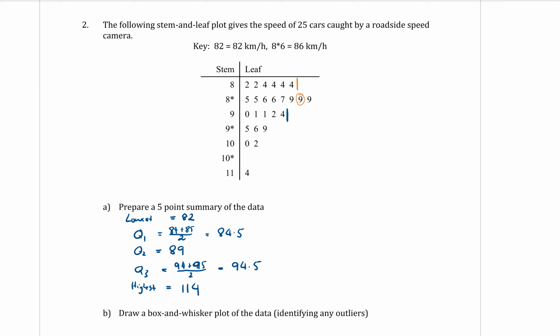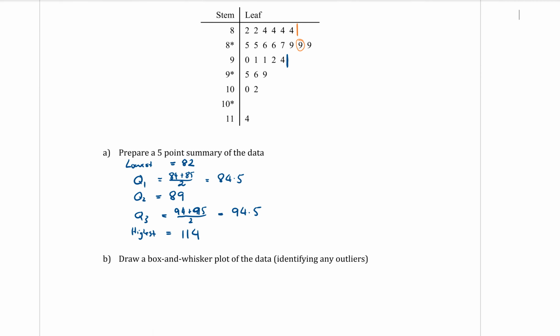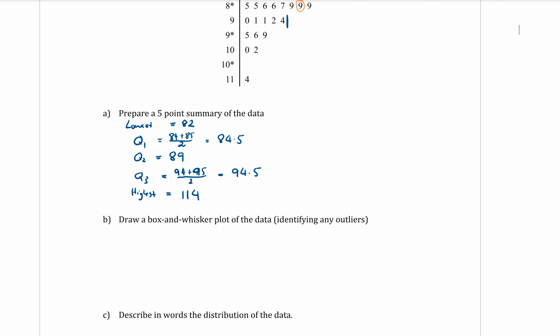Is that 114 an outlier? When you look at that stem and leaf, it looks like it probably would be. It says it in part B. It says draw a box and whisker plot of the data and identify any outliers. So let's do that on the far right hand side again. If I'm trying to find an outlier, first of all I need my interquartile range. So interquartile range equals Q3, which is 94.5, minus the Q1, which is 84.5. So that equals 10.